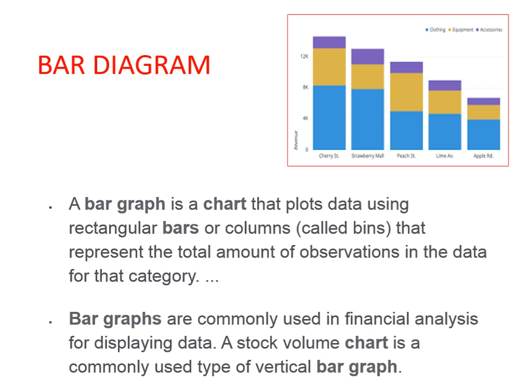Next, we are going to learn about the bar diagram. What is a bar diagram? A bar diagram is a chart that plots data using rectangular bars or columns called bins that represent the total amount of observations in the data for that category. They are commonly used in financial analysis for displaying data. A stock volume chart is a commonly used type of vertical bar graph.